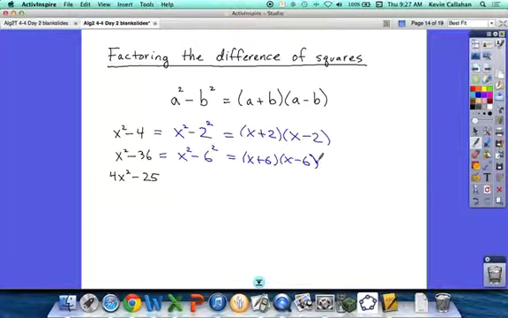It's 2x and a 5, right? This is 2x in parentheses squared minus 5 squared. Okay, so how does that factor? 2x minus 5, 2x plus 5. So it doesn't matter the order, right? I'll write it this way: 2x minus 5, 2x plus 5.